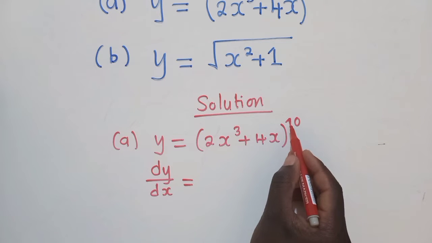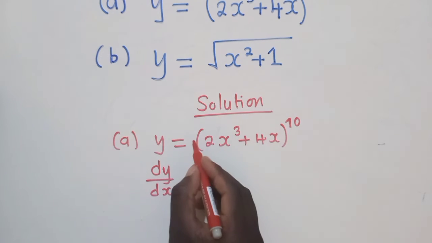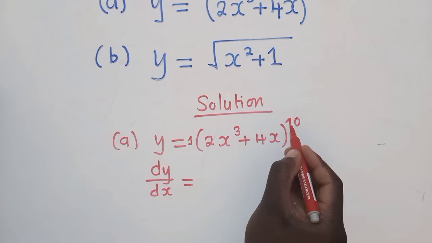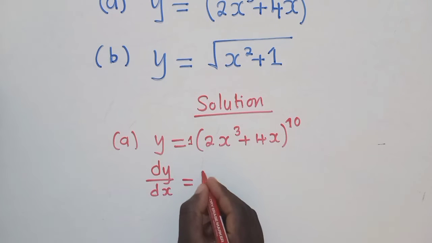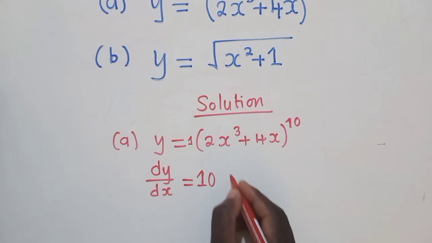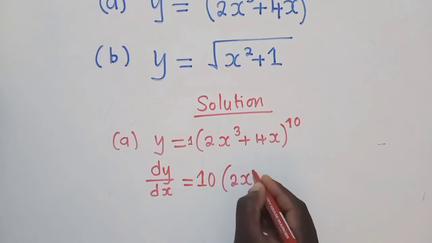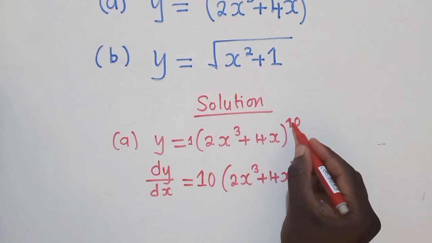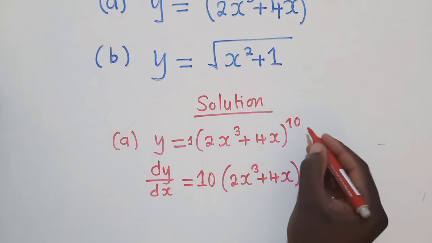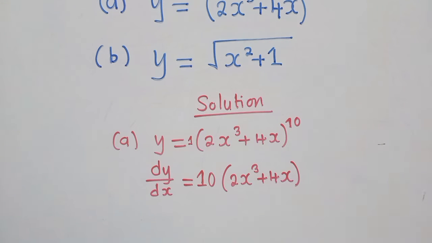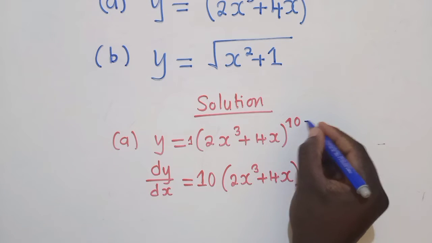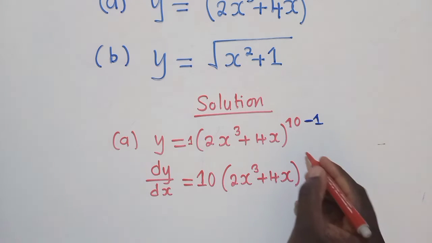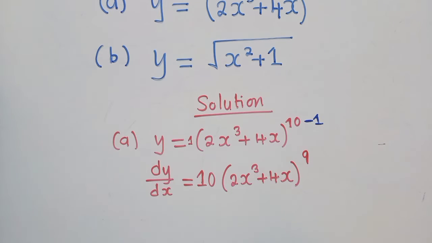First, you check the power, which is right here. You get this power and multiply it by the number in front of this bracket. In this case, there is a 1 here, so it will be 10 times 1, which gives us a 10. Then you open bracket, 2x power 3 plus 4x, close. And to this power, you subtract a 1. So 10 minus 1 gives us a 9. The power will change to 9.